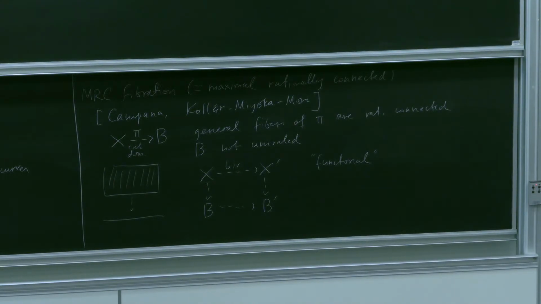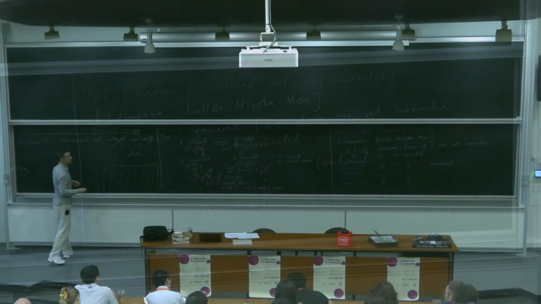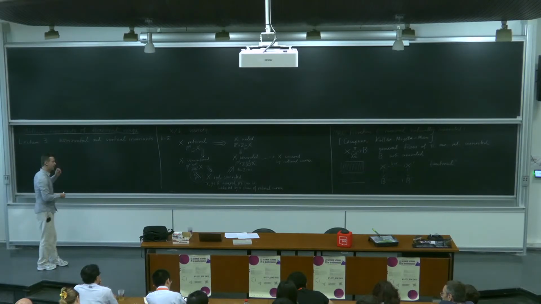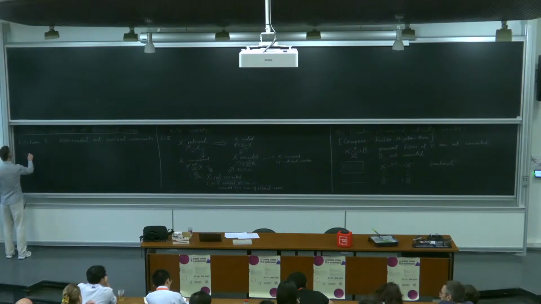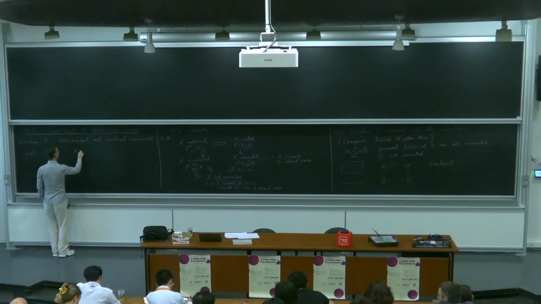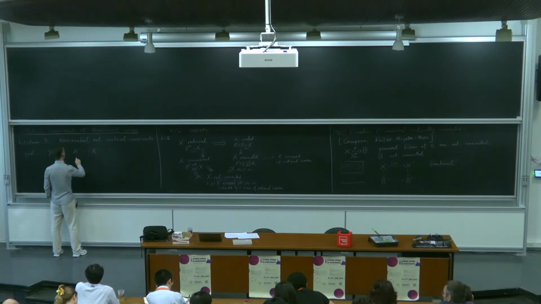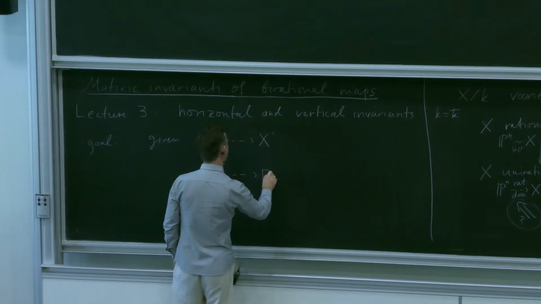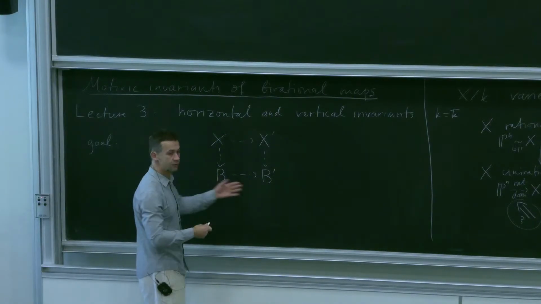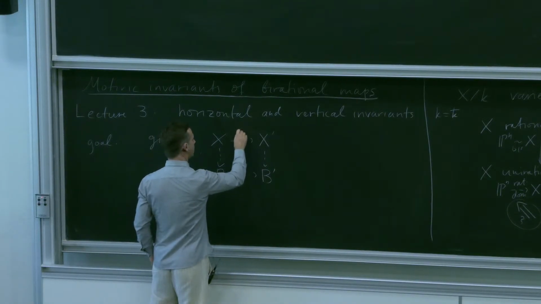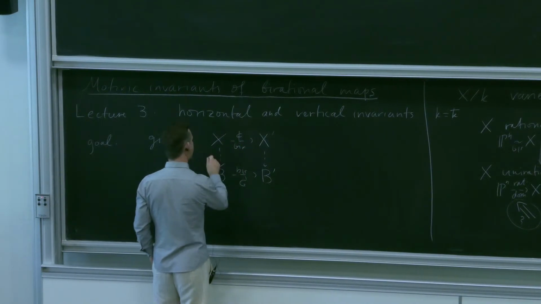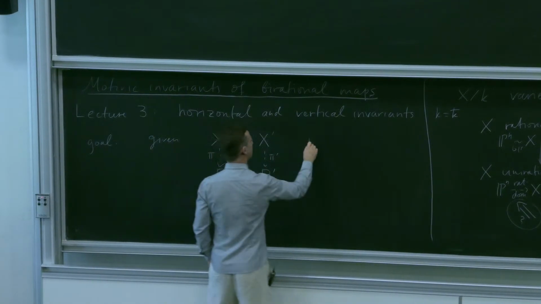And this kind of leads us to this question of horizontal and vertical invariants. So in settings like this, we'd like to separate the contributions to the invariants. So the goal for now is, given such a diagram, not necessarily coming from the MRC fibration, but just an arbitrary such diagram where these are birational maps, and I write them as phi and sigma, and these are dominant rational maps.